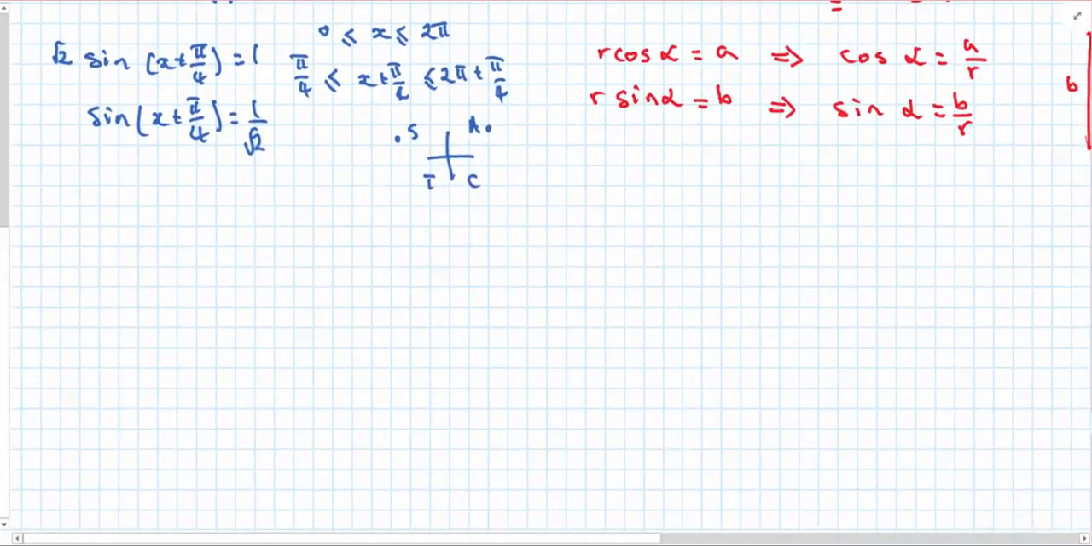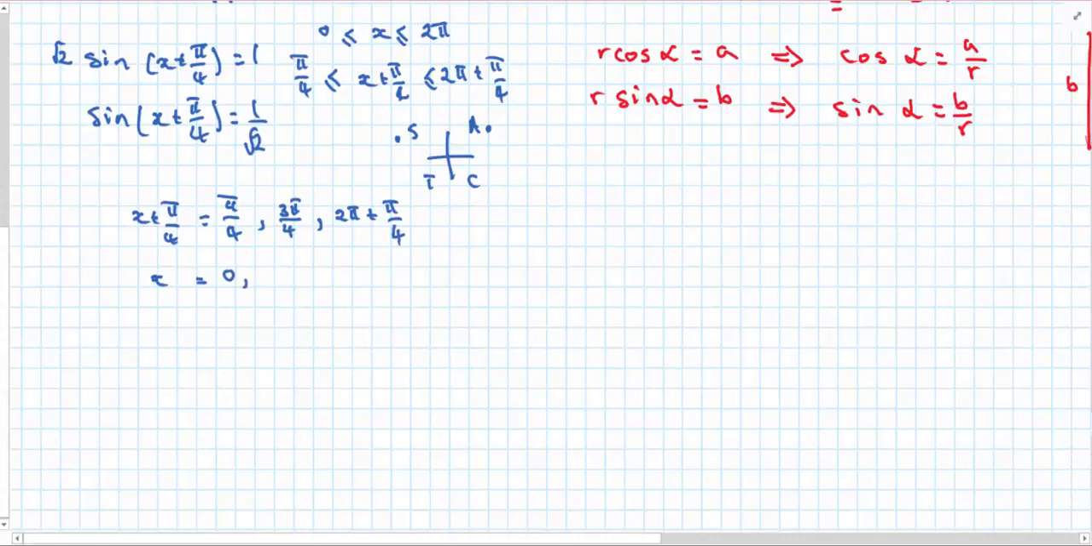Alright, so let's solve this. X plus pi on 4, 1 on root 2, that would be pi on 4. That would be in my first quadrant and falls within my domain. The next would be in the second quadrant, so that would be 3 pi on 4, and I go beyond 2 pi to 2 pi plus pi on 4 as a solution. Take away pi on 4 from both sides, and that leaves me with 0. 3 pi on 4 minus pi on 4 is 2 pi on 4, or pi on 2, and 2 pi.